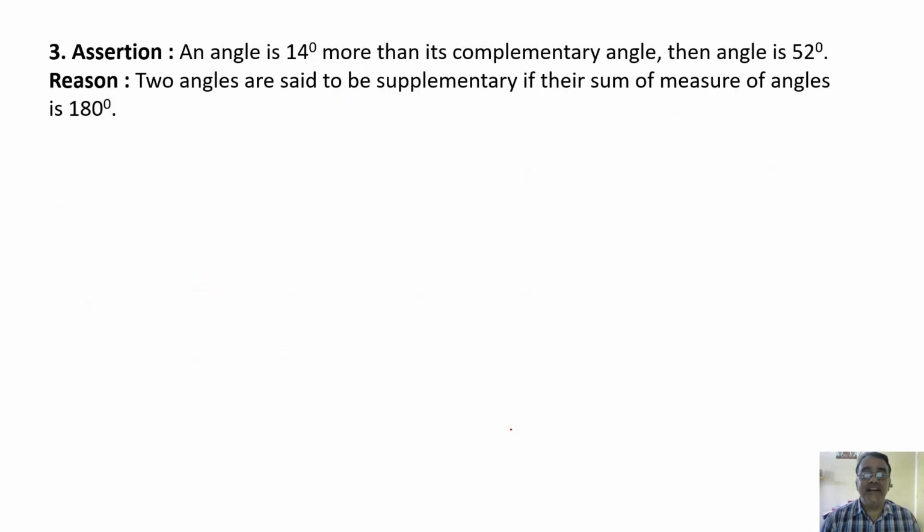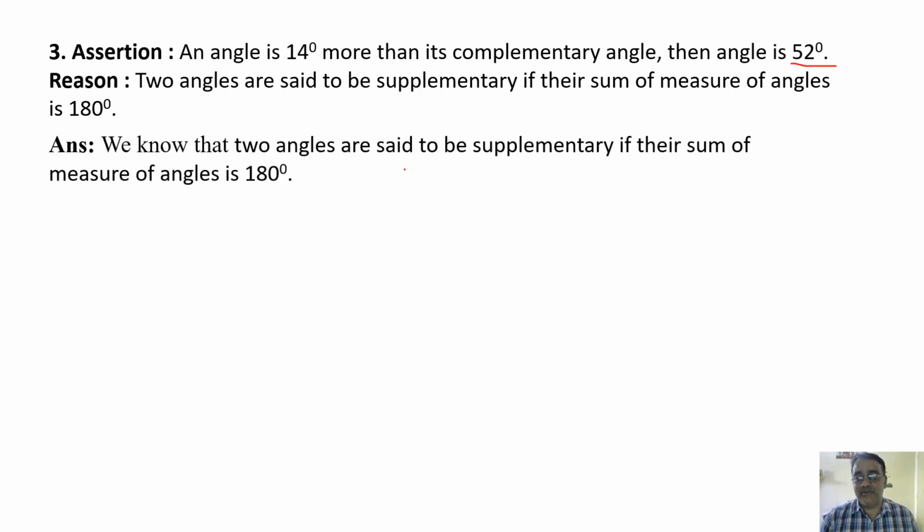An angle is 14 degree more than its complementary angle, then angle is 52 degree. And the reason is given: two angles are said to be supplementary if their sum of measures of angles is 180 degree. Now you tell me whatever the statement given in reason, is that true or not? It's true, sir. It's true, but that is not relevant for the assertion. Is that clear? Yes, sir. So now we have to check whether assertion is correct or not. We know that two angles are said to be supplementary if their sum is 180 degree. So reason is correct.